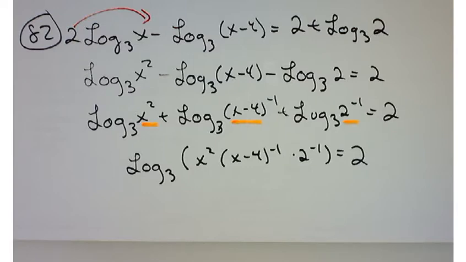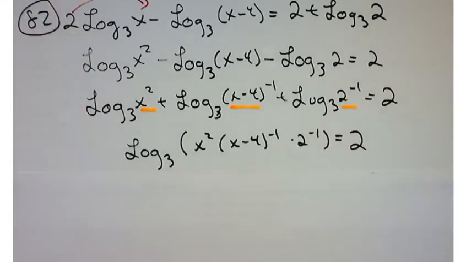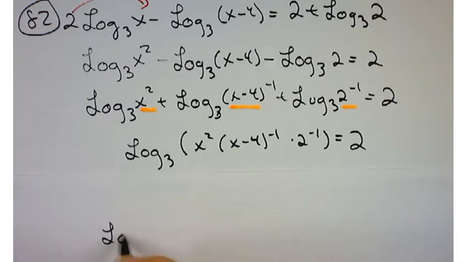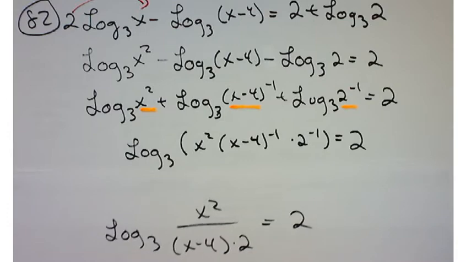Now, just out of convenience, it's not necessity, but out of convenience, let's try and clean this up a little bit. Misfired. Do you remember what we did last week to clean up stuff like this? What did I do with these negative exponents? I put them in the denominator. So it's log base 3 of x squared over x minus 4 times 2. Wow.